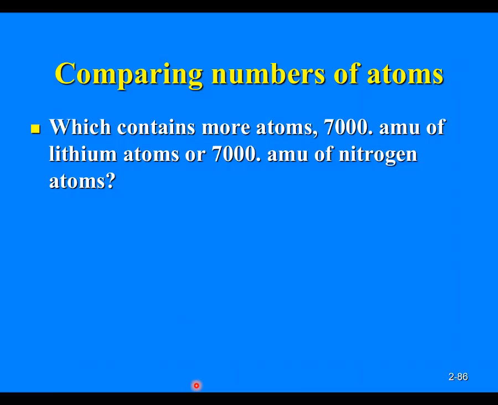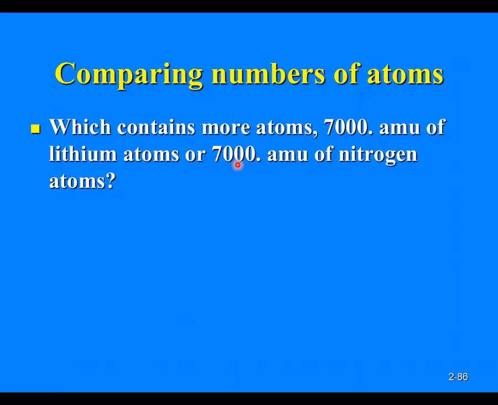Now you're going to have a few homework problems that you're working on in chapter 2, which might have you relate quantities that you have present in two samples. So let's say we have a sample of lithium atoms, and I have 7,000 atomic mass units of lithium atoms. That's going to be quite a few lithium atoms, because a single lithium atom would be less than 7 atomic mass units, right? And then I have a sample that's 7,000 atomic mass units of nitrogen, and my nitrogen is going to be about 14 atomic mass units, and so I have quite a few nitrogen atoms in there.